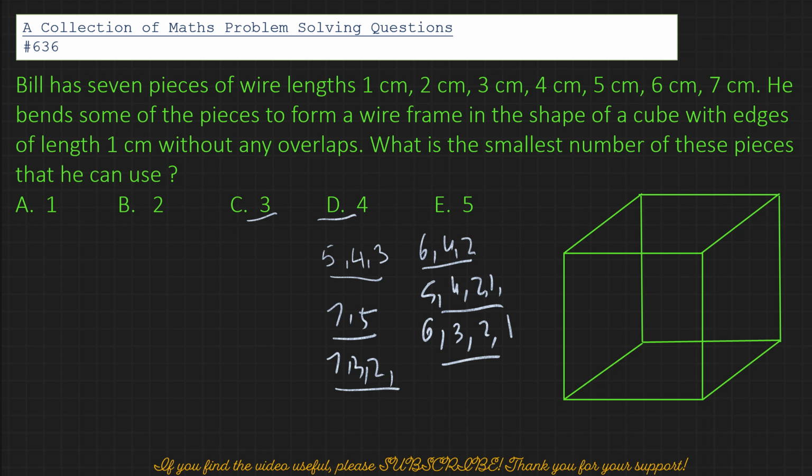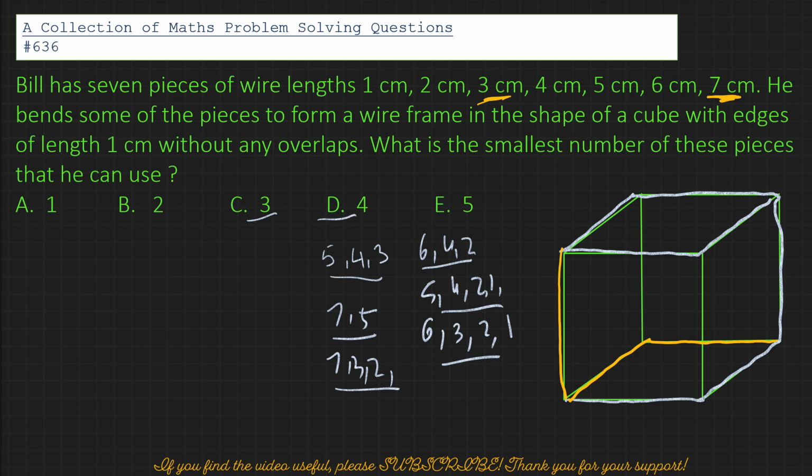So let us try some of the big ones, like 7. If I start with 7, I could do this: 1, 2, 3, 4, 5, 6, 7. So that's very neat. And then I have got 3. So that's 7 centimeters already done. Next I pick a 3 centimeter wire and bend it. So I can do that: 1, 2, and 3.